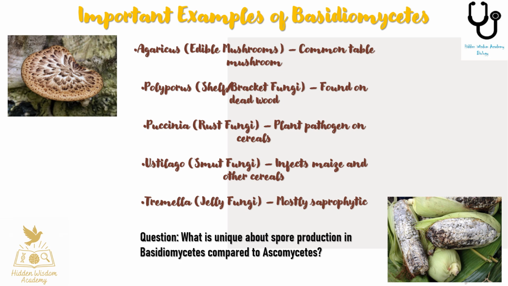Now, let's see some important Basidiomycetes that should be remembered: Agaricus, the common edible mushroom, and Polyporus, the shelf or bracket fungi found on dead wood. Puccinia is a rust fungus that infects cereals, while Ustilago is a smut fungus affecting maize. Tremella is a jelly fungus and mostly saprophytic. Remember these examples for NEET exams.